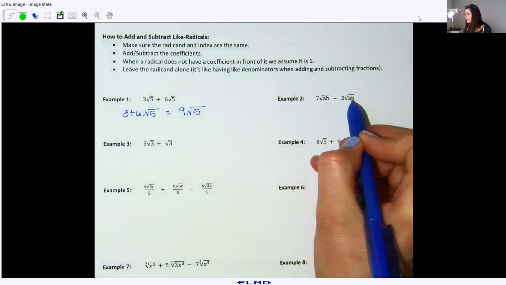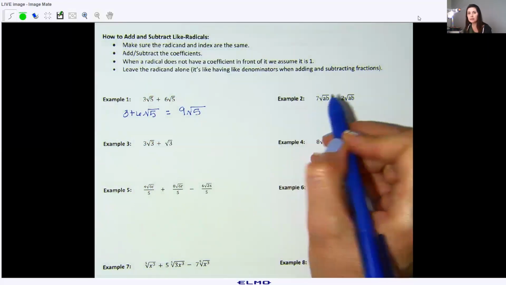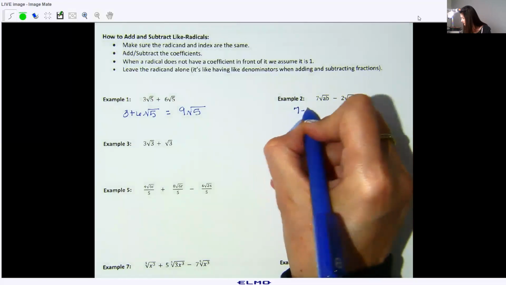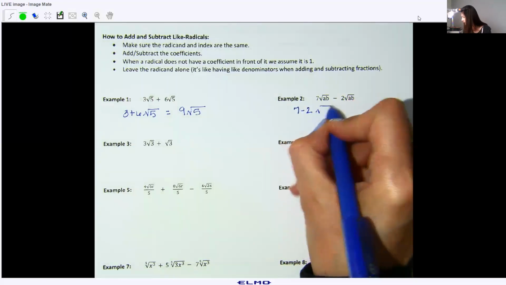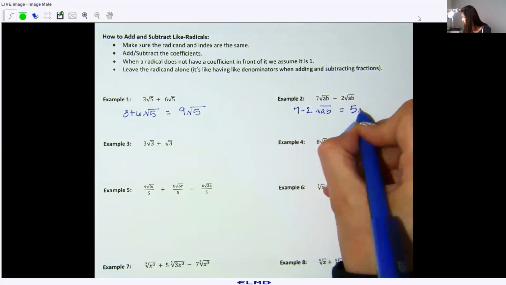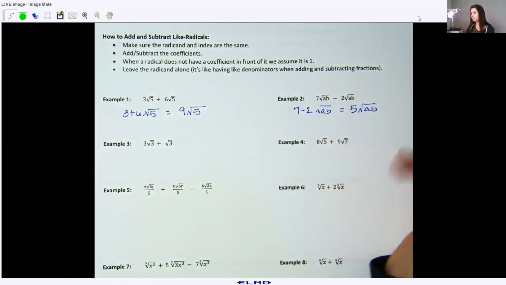Our radicands are the same, our indexes are the same, so we can add those together. Or in this case, we're subtracting. 7 minus 2 square root of AB gives us 5 square root of AB. Okay.